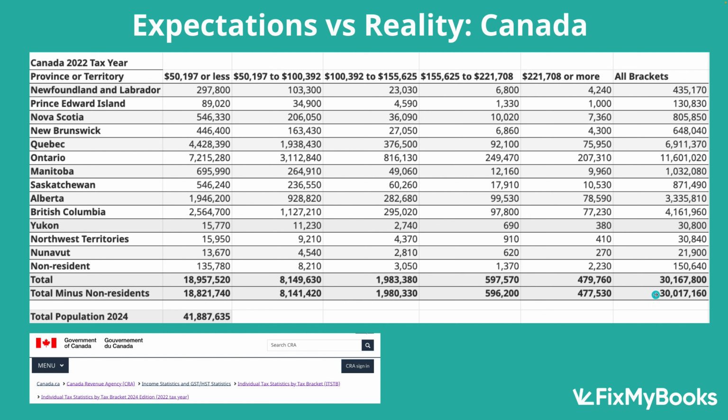Now, we have to do some manipulation on this data so that it equates between the two, and I'm going to walk you through that now. The total population, I think I just took this from the Canadian website, 41,887,635. But this includes people under the age of 18. So what we're going to do is remove the children, any under-18-year-olds, from the total population.